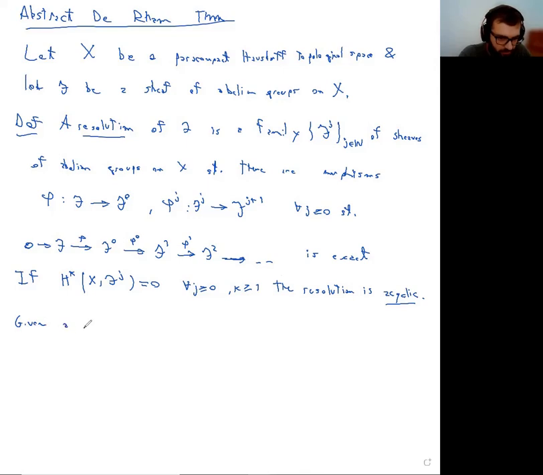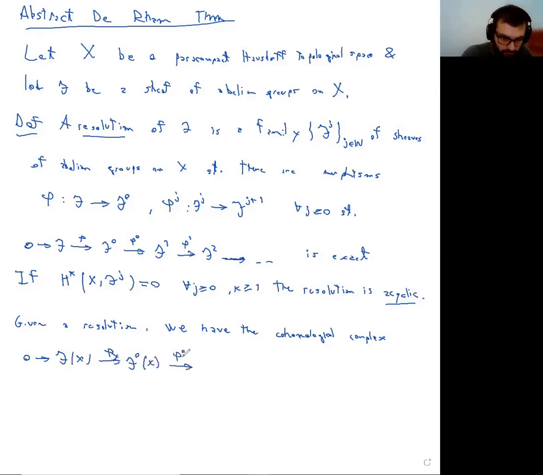So for instance, if you have such a resolution and you apply the global sections functor, let's call it like that, we have a cohomological complex. You just take global sections of each of these sheaves and we get this object here. Since this is an exact sequence, the composition of any two of these maps is 0, meaning that the kernel is contained in the image. But of course we don't have that the kernel is equal to the image. So this might not be exact, but it is still a cohomological complex.